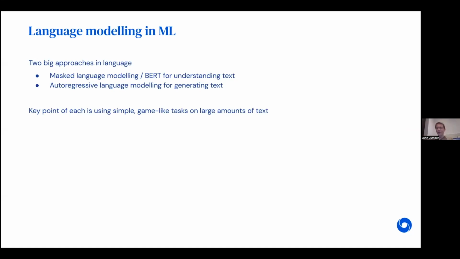And the difference between understanding is you could think of it as like answering a yes or no question, or answering some question from the text. And then autoregressive is about generating text. And just like diffusion, you're turning this problem you want to do, which is kind of grand, into a simple game-like task and then training it on a lot of data.